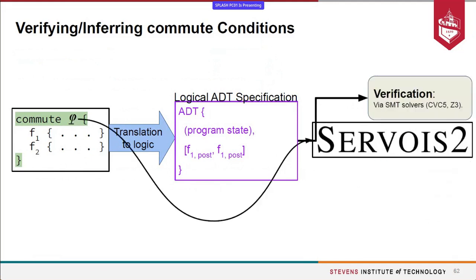And sometimes it's practical for a programmer to want to use their own commutativity condition, either because synthesis is difficult or because there's a simpler condition that covers most cases. In this case, we can use the exact same translation to logic and the exact same tool to verify that this condition is correct in the sense that we presented before, that square diagram.